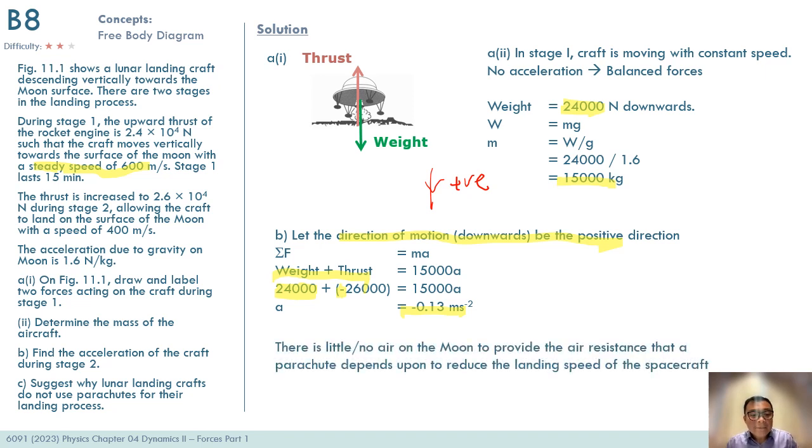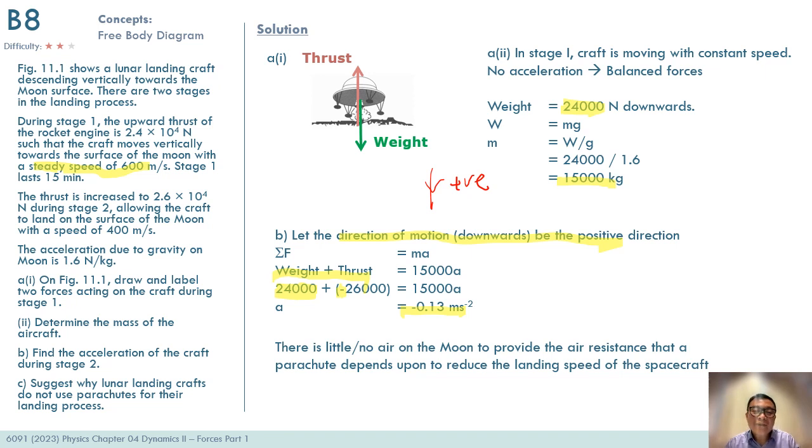In part C, why do landing crafts on the moon not use parachutes for the landing process? It doesn't really work because a parachute needs air to provide the air resistance. So it works wonderfully on Earth when there's atmosphere and there's a lot of air. On the moon, there's almost no air, and even when you deploy the parachute, there's no air pushing on the parachute. So the parachute wouldn't slow down a falling object on the moon.